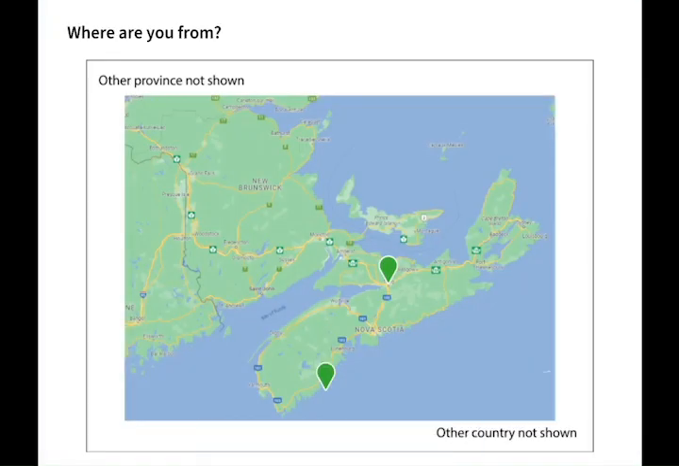Before we get too deep into the stuff, I'm going to introduce the course to you all today, but I just want to get a sort of sense for where everyone is coming to this course from today. I'm the first green dot there. I'm from Truro, Nova Scotia originally, though I did come to UNB to do my undergraduate degree.